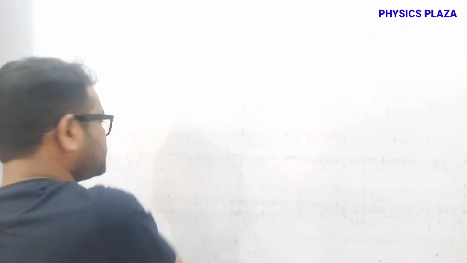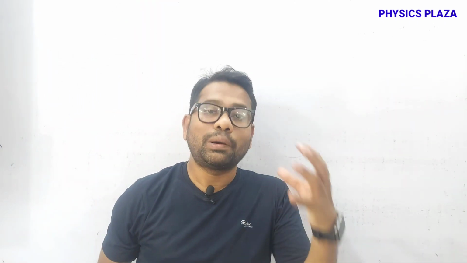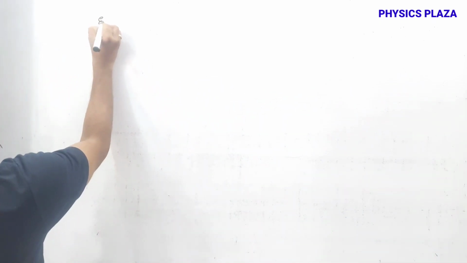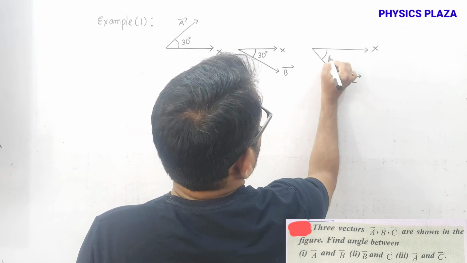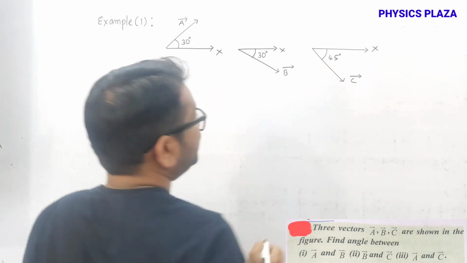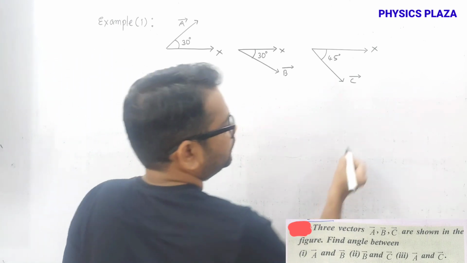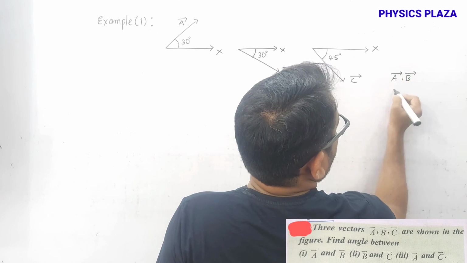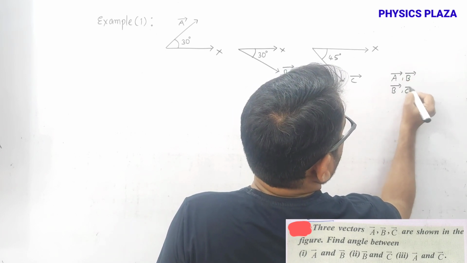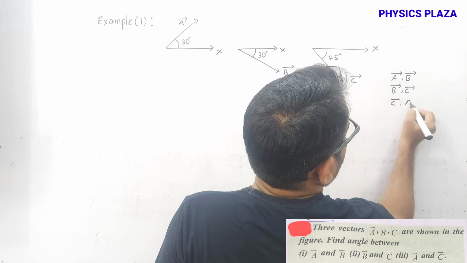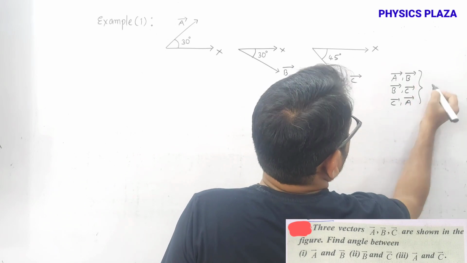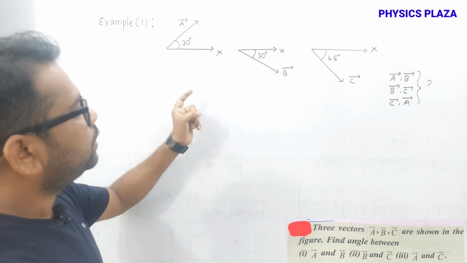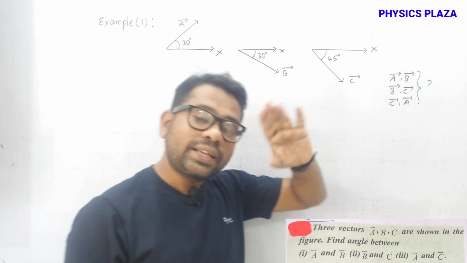So now let us see two examples to get more clarity and more command on the angle between two vectors. Example 1: this is given as 45 degrees. Children, find the angle between A and B, B and C, and C and A. Individually, it is given what angle A, B, C make with the x-axis.